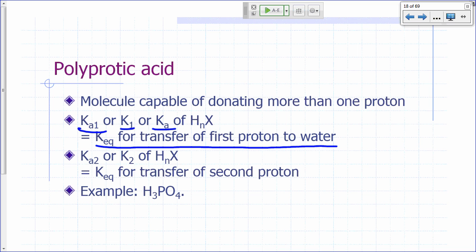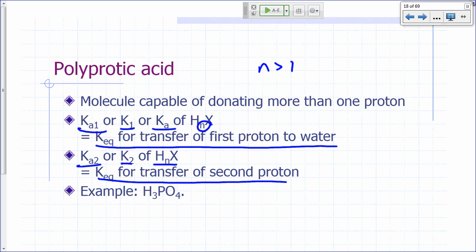Once you get the conjugate base, if that conjugate base can still transfer another proton, the Ka for that is also known as the Ka2 of the original acid. So Ka2 or K2 of H2X, and here is greater than 1, would be the KEQ for the transfer of the second proton.